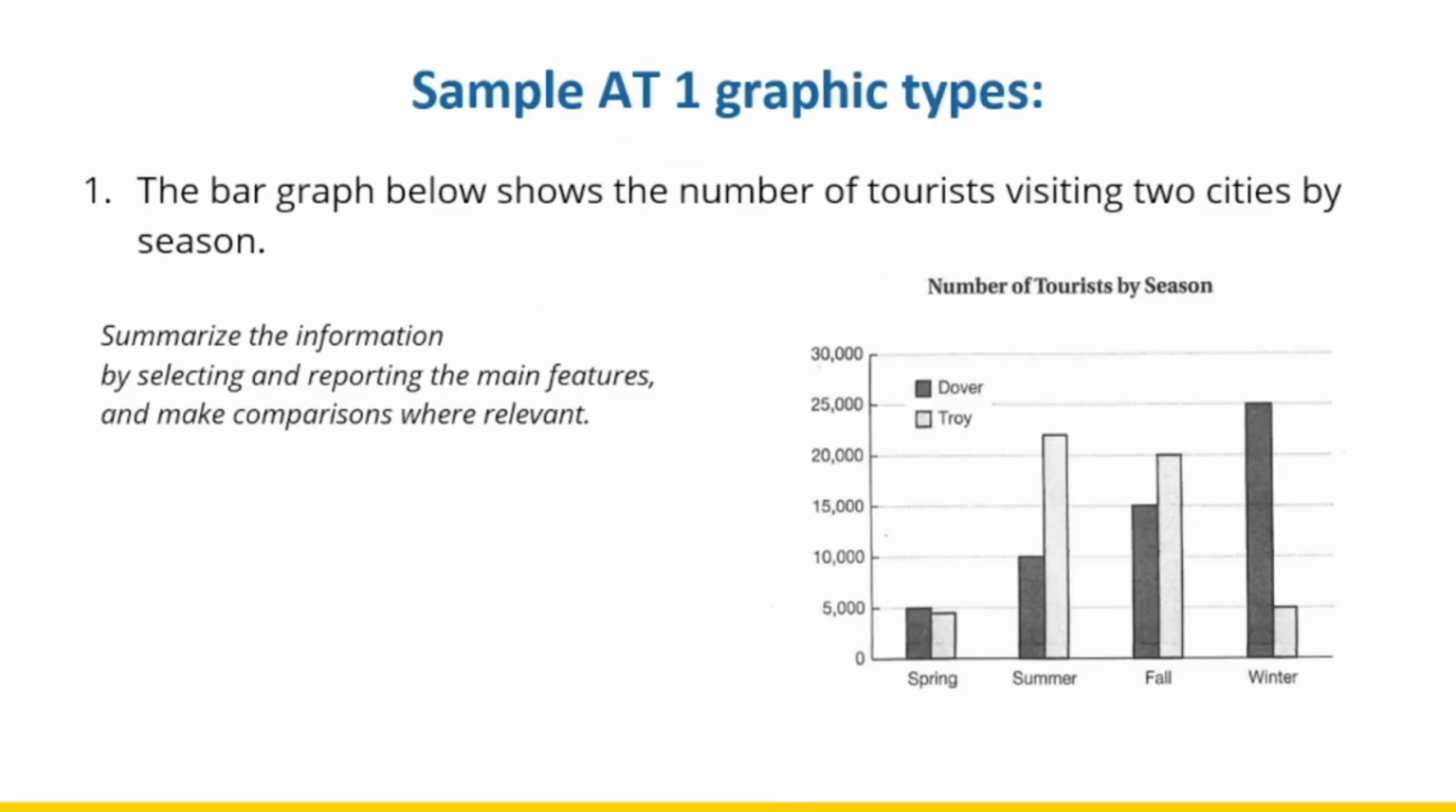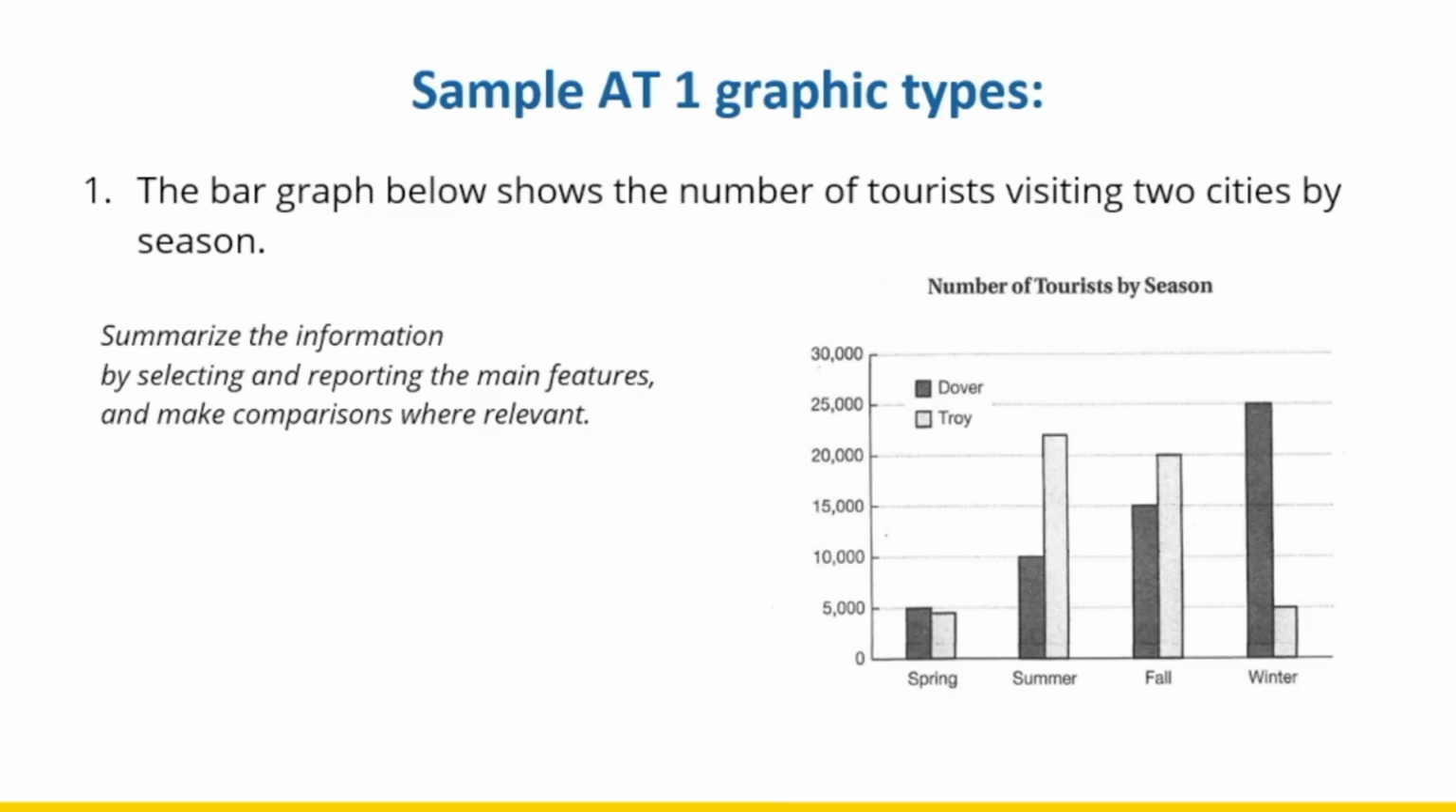The graphic we're going to review is a bar chart. So here we have a topic. The bar graph below shows the number of tourists visiting 2 cities by season. So this is the topic, and the main idea of the essay you're going to write about. And here we also have a requirement that will always ask you to do the same thing, to summarize the information by selecting and reporting the main features and make comparisons where relevant. So you have to make sure you summarize the most important information in the graphic you see.